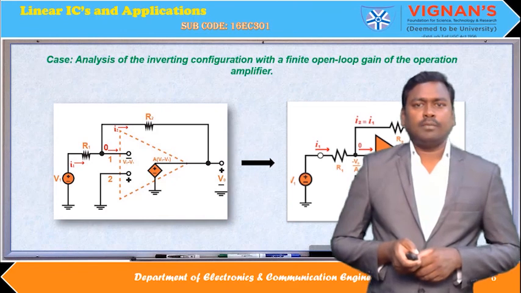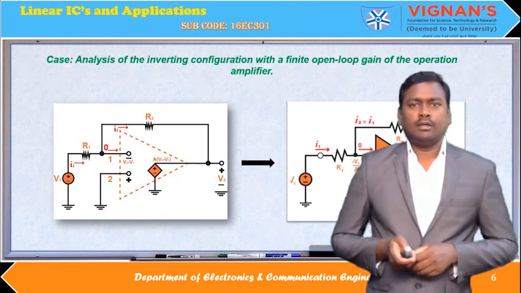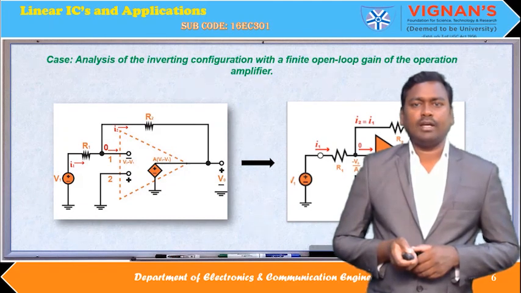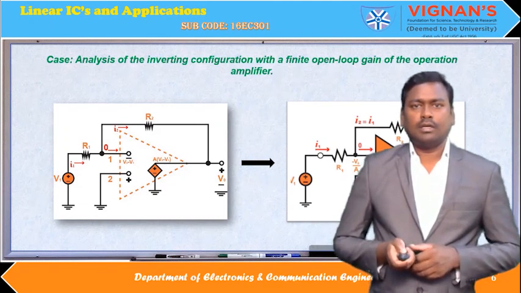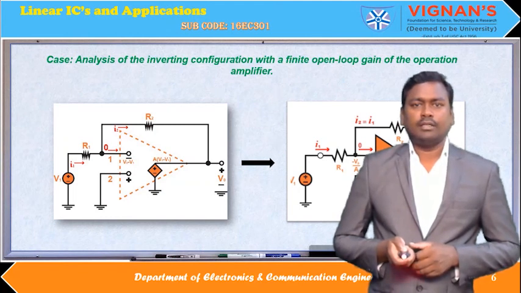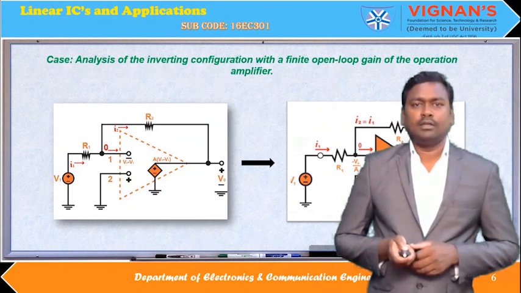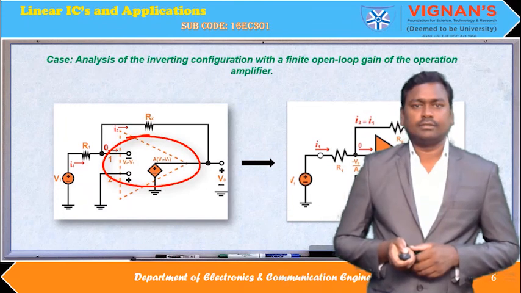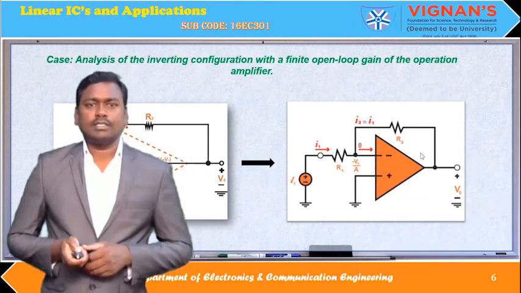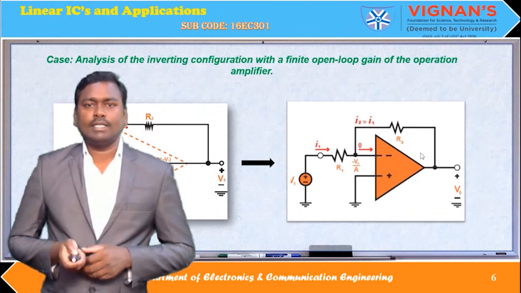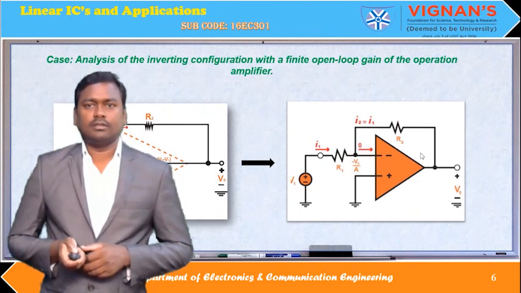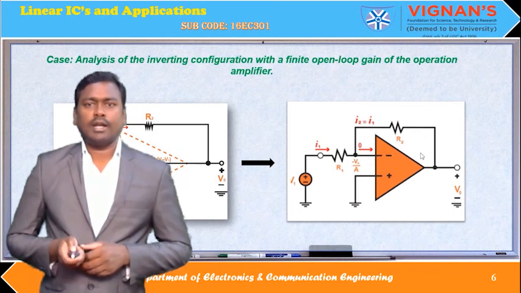Next, in the previous case, we have seen gain calculation of inverting amplifier with ideal op-amp. In this case, we are going to see the gain calculation of inverting amplifier by taking finite open loop gain of op-amp. When the op-amp has finite open loop gain, the equivalent circuit is like this. So in this case, the inverting terminal voltage is minus V0 by A. Again, write the KCL equation at inverting terminal of op-amp.